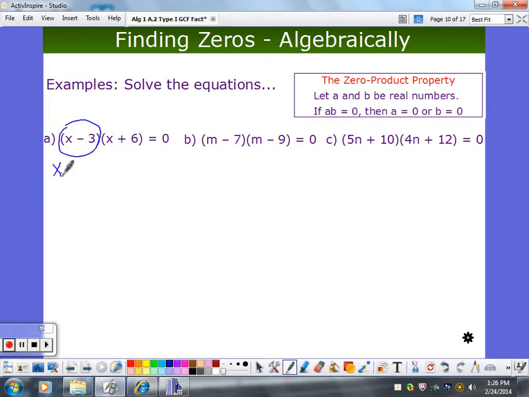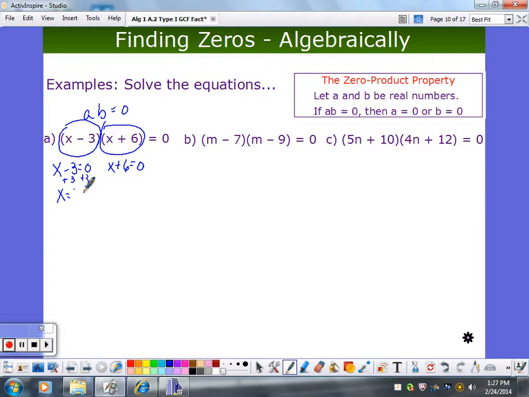This is near the bottom of page 1. Hopefully you're following along with me. Or this thing is 0. Does everybody see where we are? Right? Because A times B equals 0. This times this is 0. Either this is 0 or this is 0. Zero product property. If x minus 3 is 0, what's x?